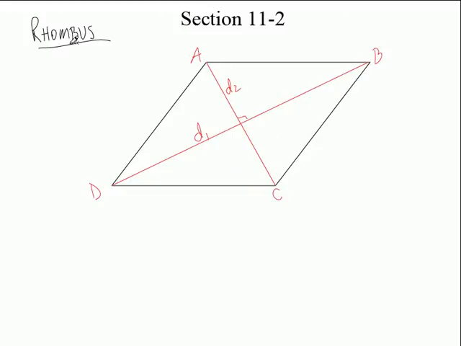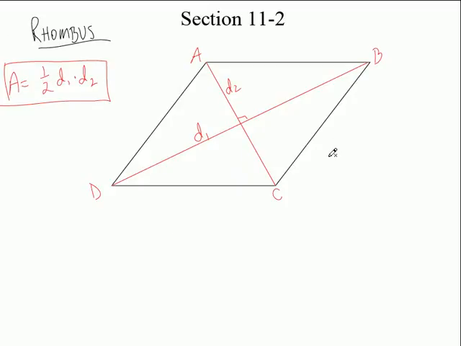Now watch the area of a rhombus equation. The area of a rhombus starts off with 1/2 again, just like the trapezoid, just like the triangle. Now what you do with these two diagonals is you multiply them together. So it's one half times D1 times D2. And that's it. That's the area of a rhombus.